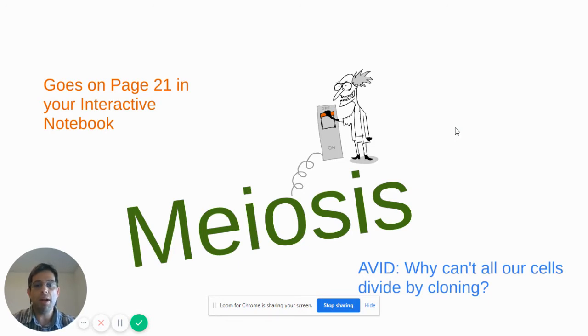Well, today with meiosis, we try to identify the features that make this process unique, because it's something that we're going to use to make the sexual cells, in other words, the sperm and the eggs. So let's take a look at it in a deeper way.